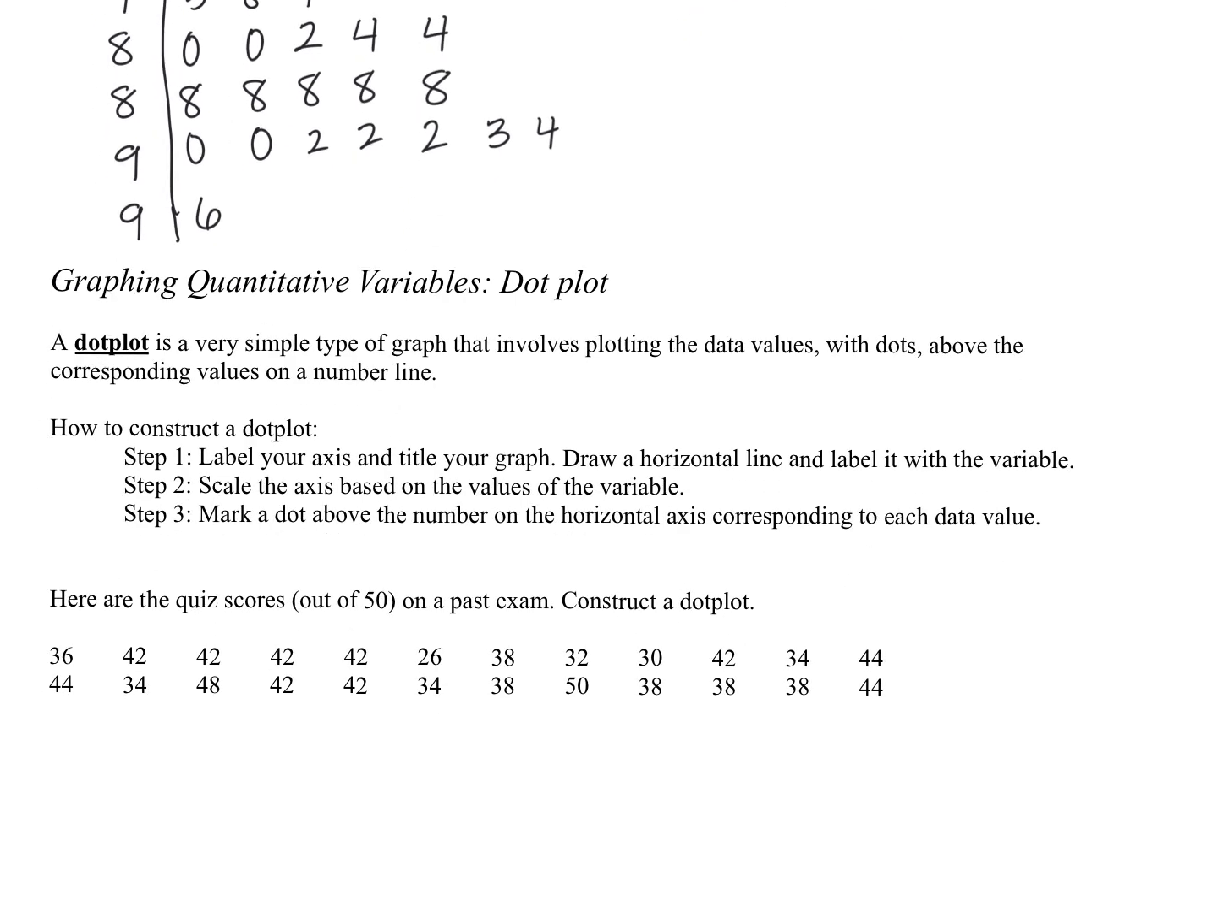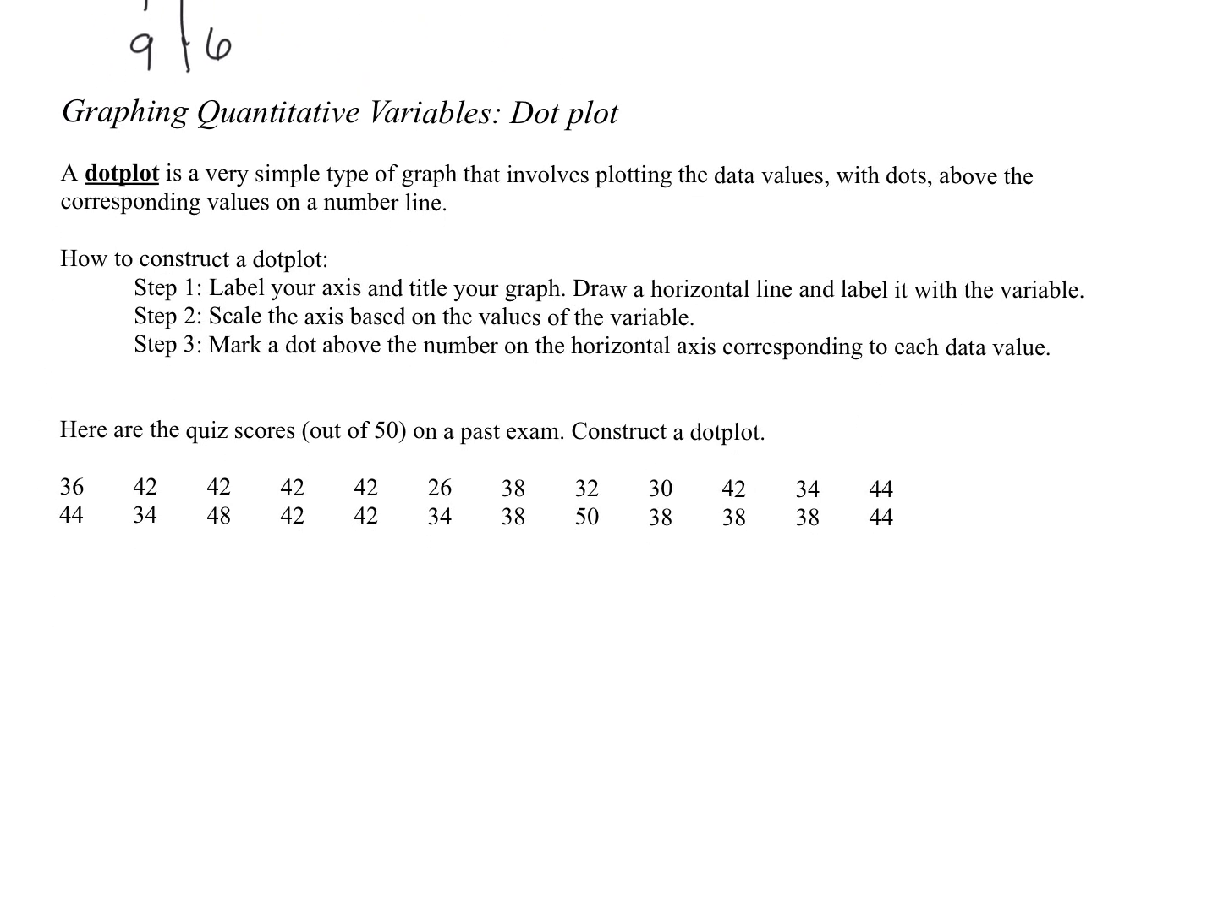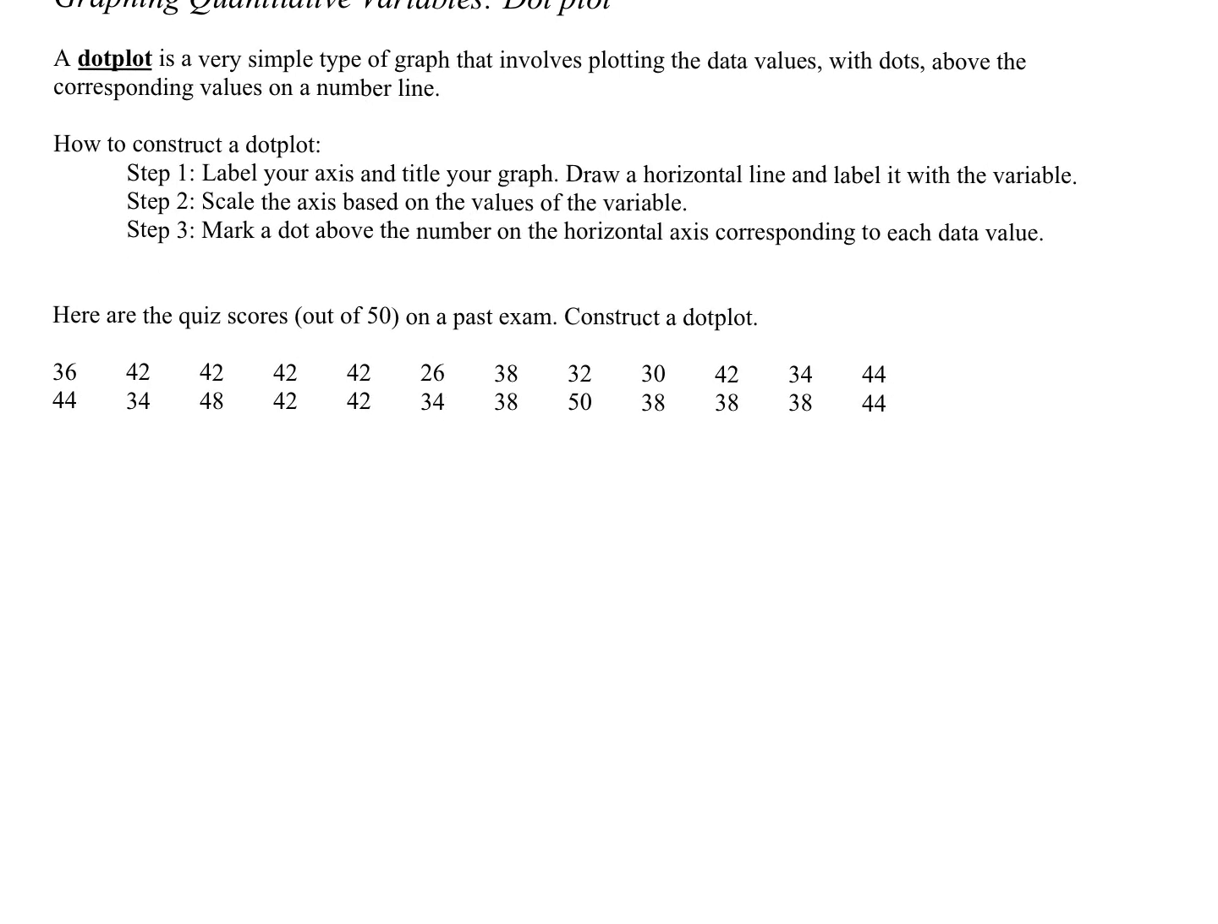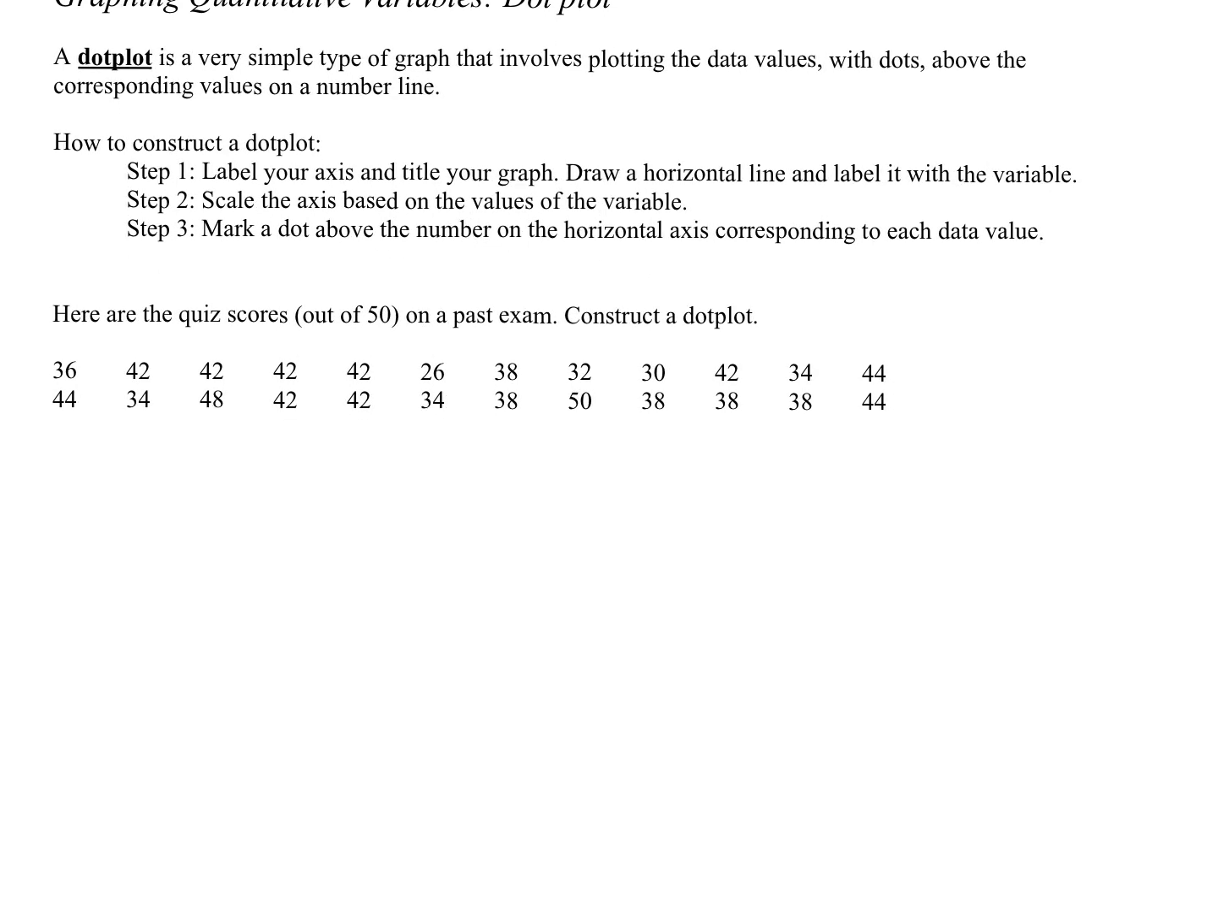One of the easiest graphs we're going to talk about graphing is a dot plot. So it's a very simple graph that involves plotting data values with dots above the corresponding values on a number line. So to construct your dot plot, you just need an x-axis and then a title. So you draw your horizontal line, label it with the variable, scale the axis based on the values, and then mark a dot above that number corresponding to each data value.